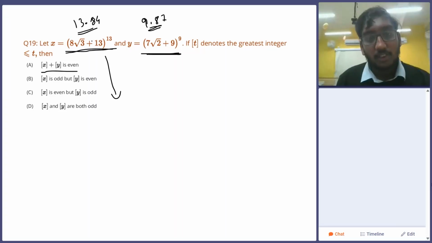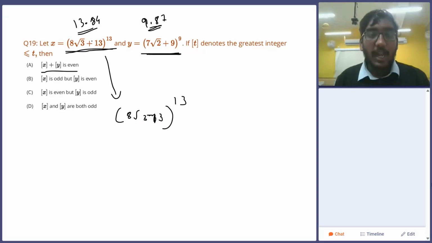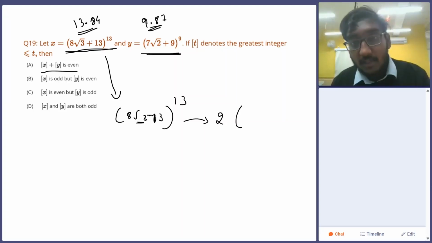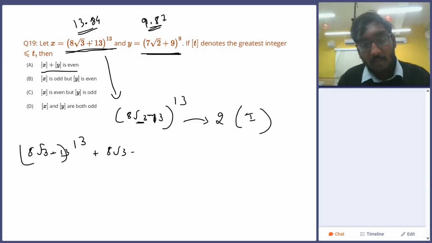So what I will do is define one more expression, 8 root 3 minus 13, the whole power 13. When I add these two, what I will get is a number. All the even terms will get cancelled. The even terms are the ones which are irrational also. All these will get cancelled. You will get only the odd terms and purely rational terms. You will get 2 times the sum of all odd terms, that will be 2 times some integer. So basically 8 root 3 plus 13 the whole power 13, plus 8 root 3 minus 13 the whole power 13, is an even integer.